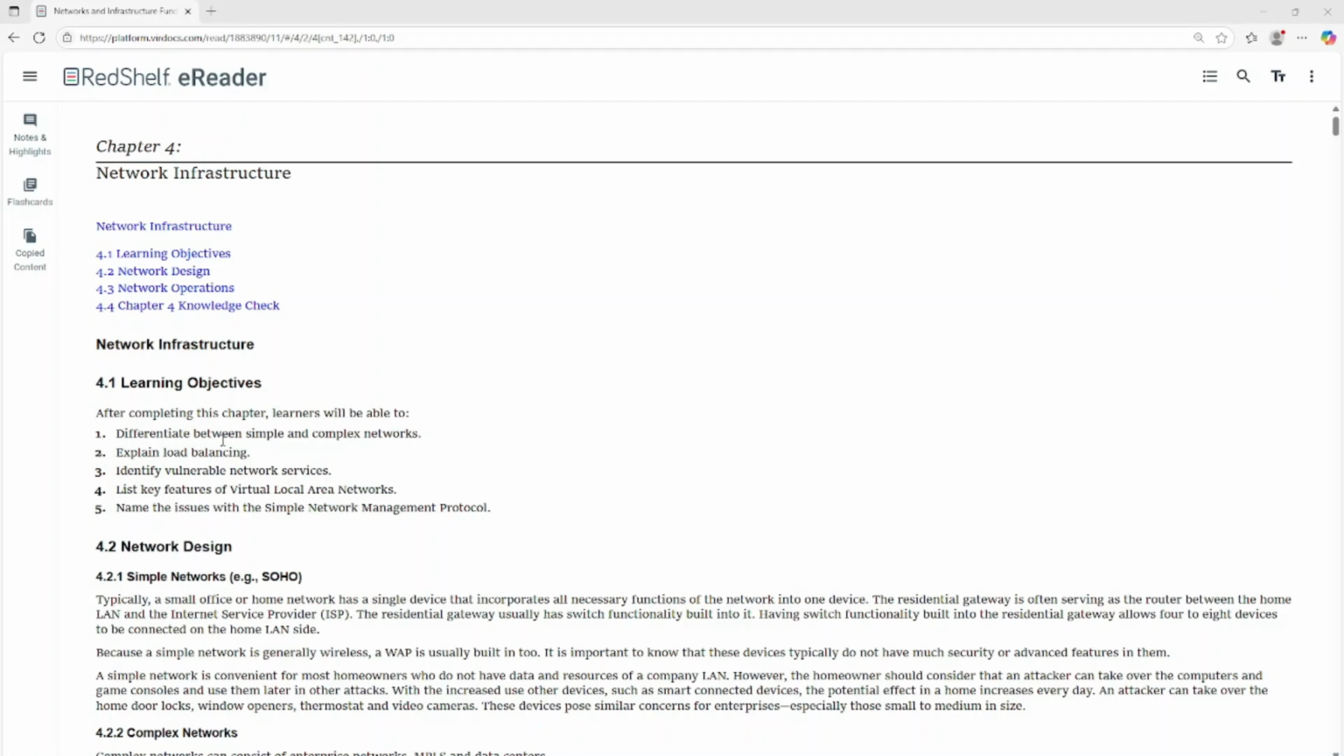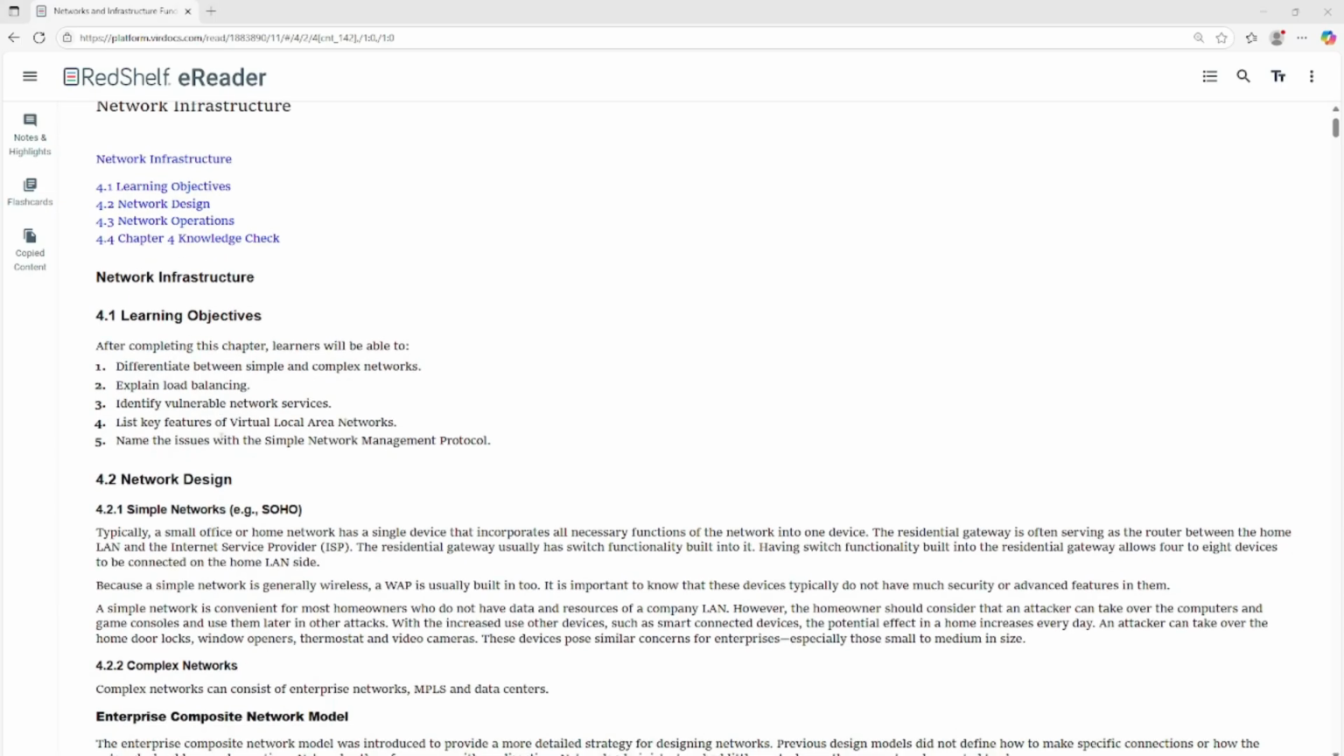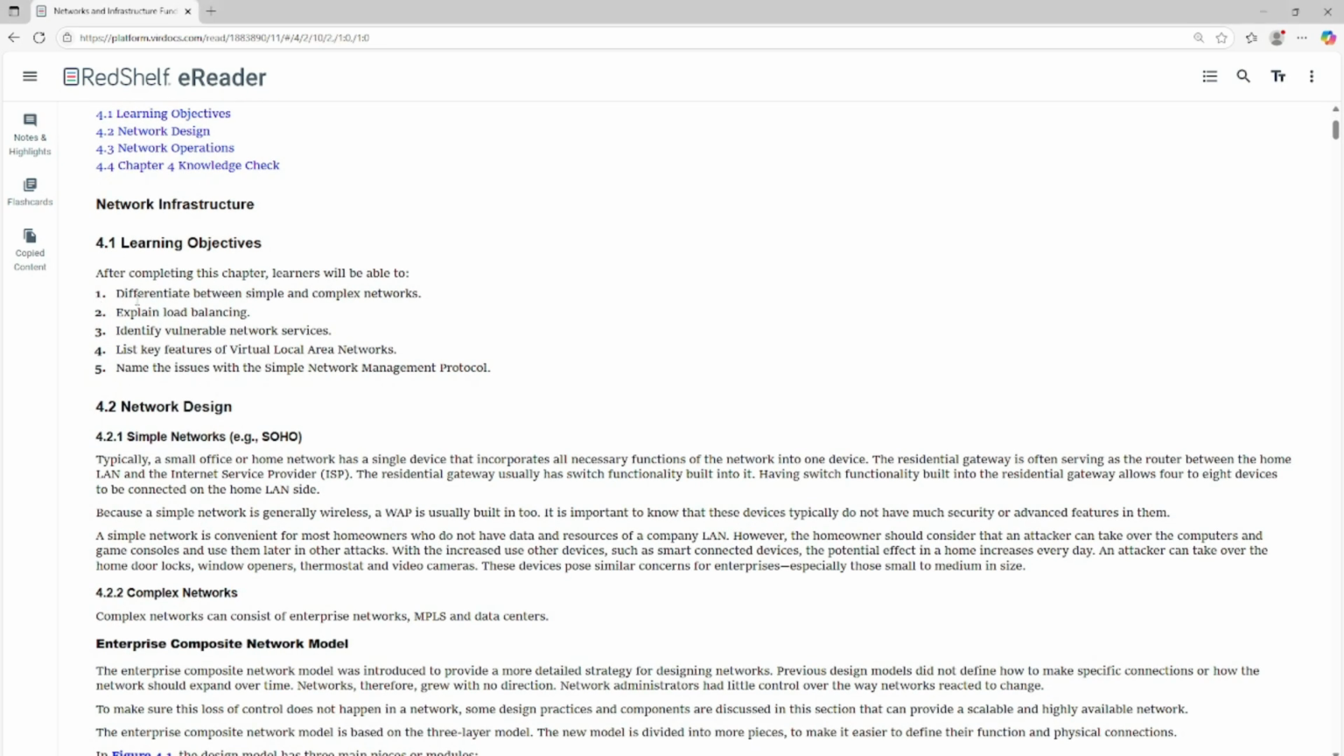Chapter 4, which is the last chapter in this course, we are going to look at network infrastructure. After completing this chapter, you're expected to differentiate between simple and complex networks, explain load balancing, identify vulnerable network services, list key features of virtual local area networks, name the issue with the Simple Network Management Protocol.